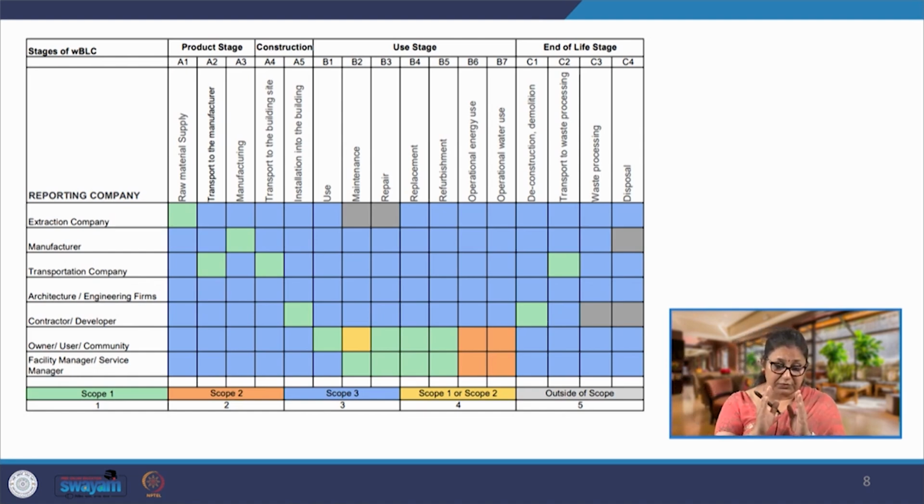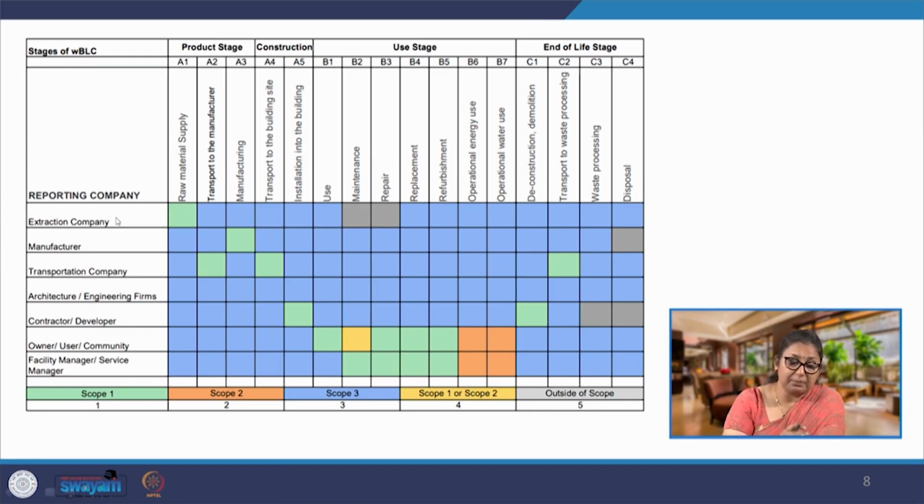Now, before I explain this, you have to be very clear that scope 1, 2 or 3 will also vary slightly depending upon the detail of activities and the ownership that we are going to consider. That is going to be there for each individual company.